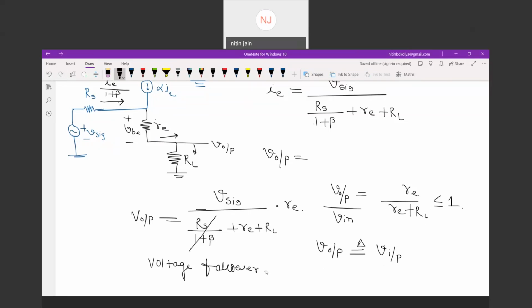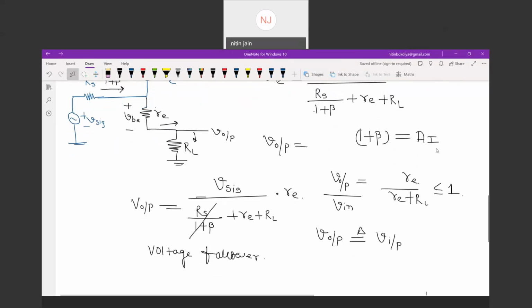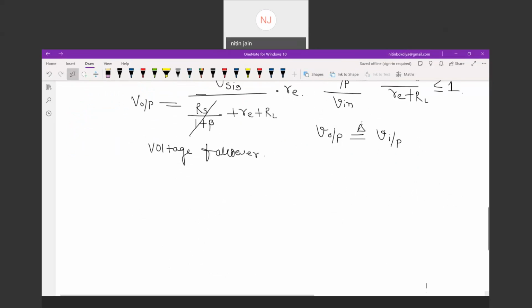And current gain is highest because input current is IB and output current is IE. So current gain is 1 plus beta, highest among all. Current gain is 1 plus beta, AI. So you can say current gain is high and output resistance is less. That's why this is generally used at output stage to increase the fan out. This amplifier is used at output stage.